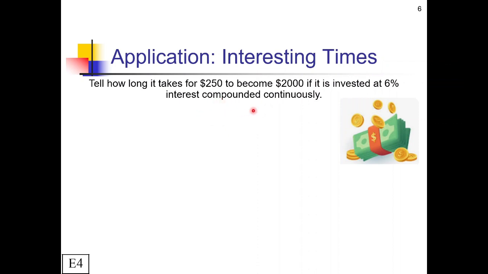All right, let's see if you got that far. So since we're using continuous compounding, we need our PERT formula here. Our principal in this case is the 250 that we're starting with. The rate is the 0.06 to represent the 6%. So we have 250e to the 0.06t. That's what our f of t equals.